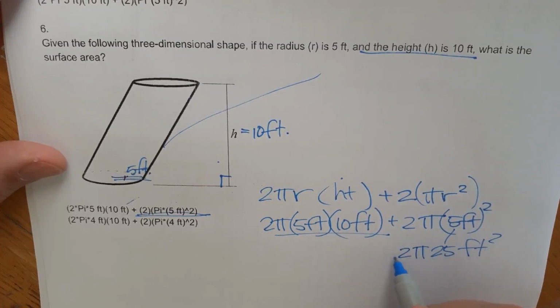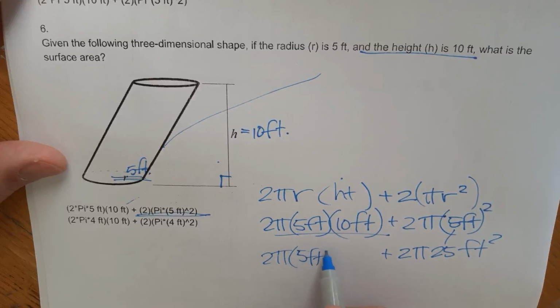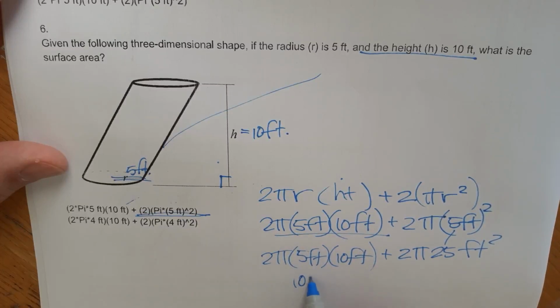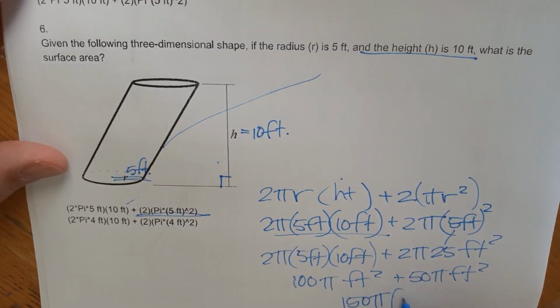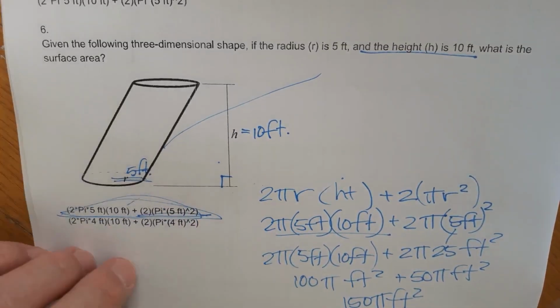You still have the 2 pi in here. 2 pi, 5 feet, 10 feet, right? 2 times 5 is 10, times 10 is 100, so 100 pi feet squared plus 2 times 25 is 50. 50 pi feet squared. Combine them because we add them, and you get 150. Don't forget the pi feet squared. So it's this answer. That's the one they're looking for.